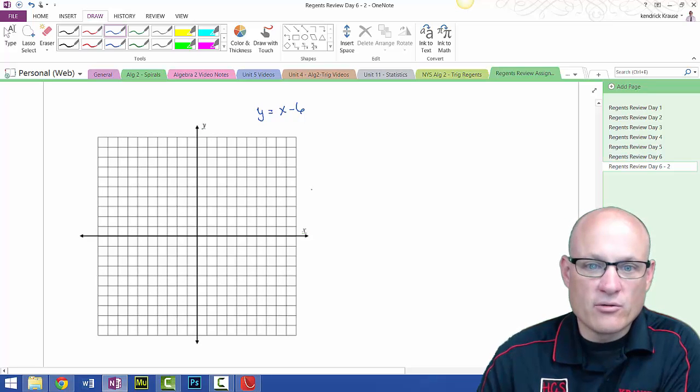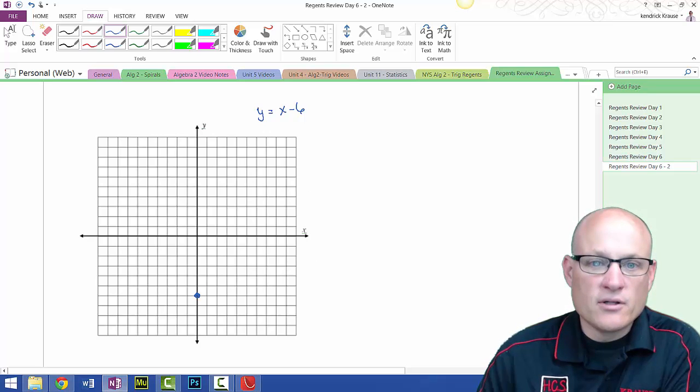Although I thought I checked the other one too, and it didn't work. So there's -6. And it's x plus. So we're going to go up, up, up, up, up, up and away.